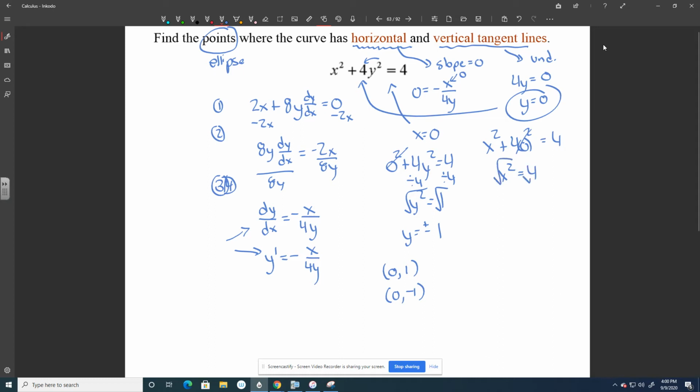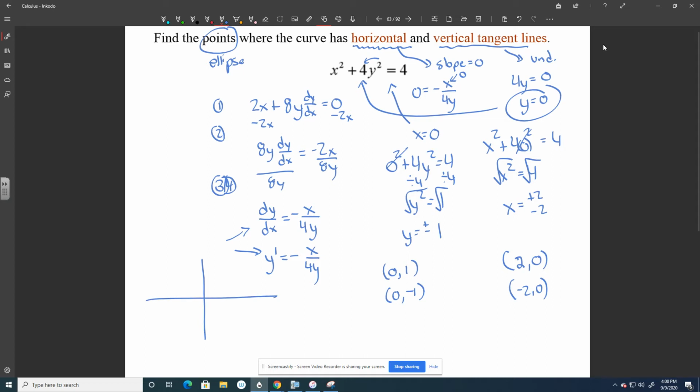So when I take the square root of both sides, x is equal to a positive 2, but it's also equal to a negative 2. So again, I have 2 points at (2, 0) and at (-2, 0). This is going to happen, which is kind of cool because that gives me 4 points. So I can actually graph this ellipse now.